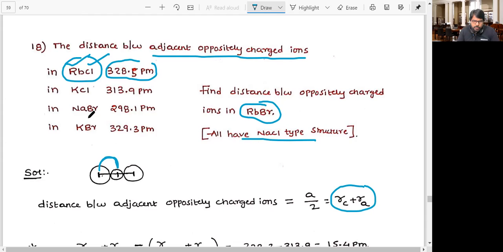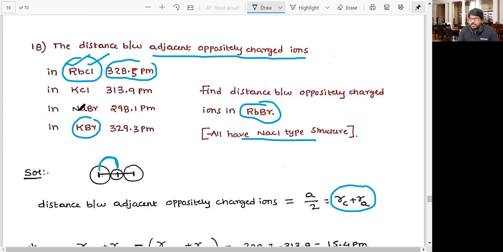Yes, you take bromide. Either this one or this one. No issue, no problem. So for example, if I take this one, rubidium chloride plus potassium bromide. But there are also chloride ion and potassium chloride. You can subtract it. No problem.